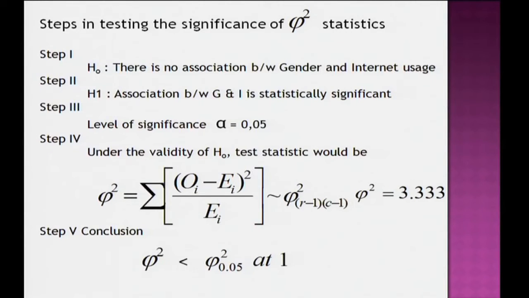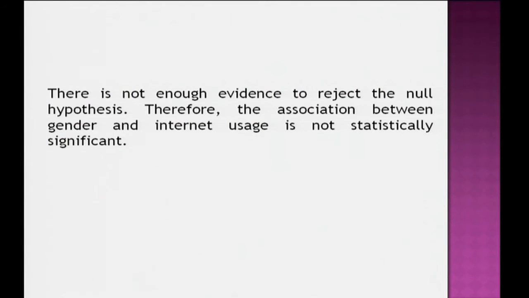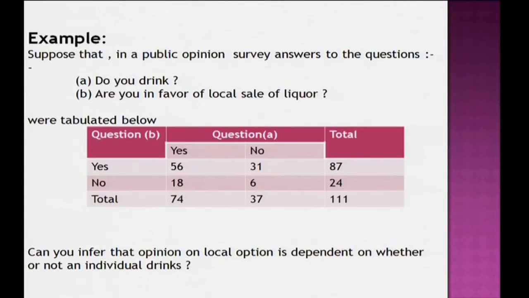So, you can keep in mind under different situations how H naught is defined, how H1 is defined, level of significance, then calculated. Chi-square calculated is lesser than tabulated, because tabulated is 3.841. So, there is no enough evidence to reject the null hypothesis. Therefore, the association between gender and internet usage is not statistically significant, right.